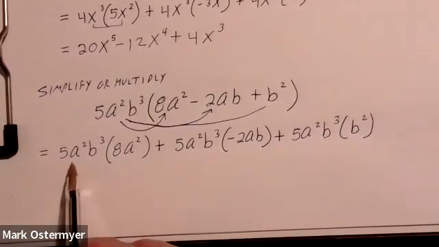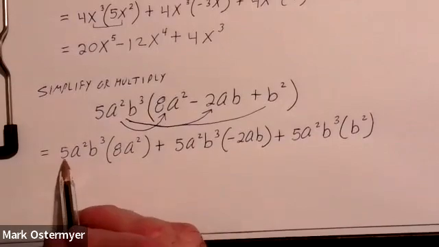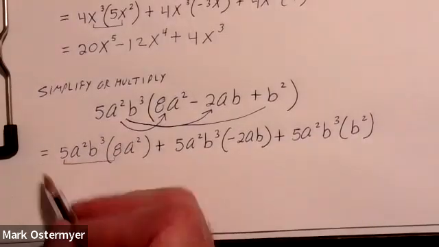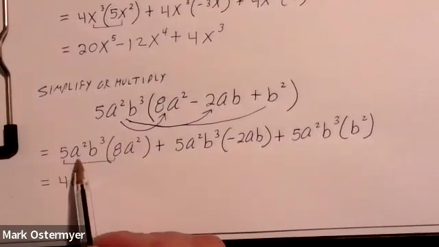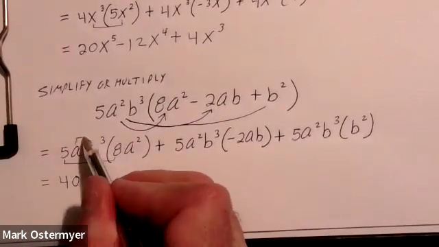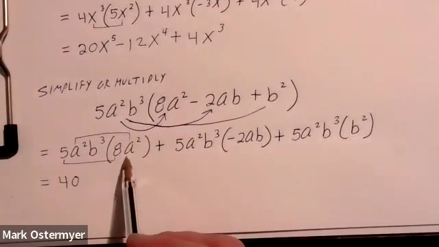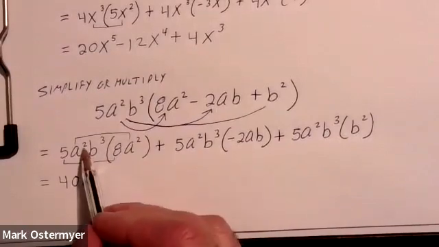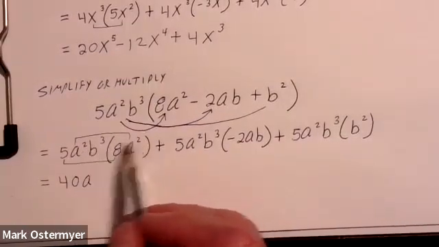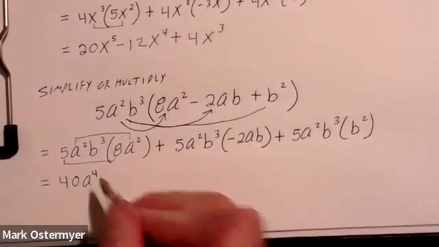All right, now 5a squared b cubed times 8a squared. We multiply the coefficients together, so 5 times 8 nets us 40. And then a squared multiplied by a squared: we keep the base a the same, and we add the exponents. So a to the second power times a to the second power is a to the 2 plus 2 power, or a to the fourth power.